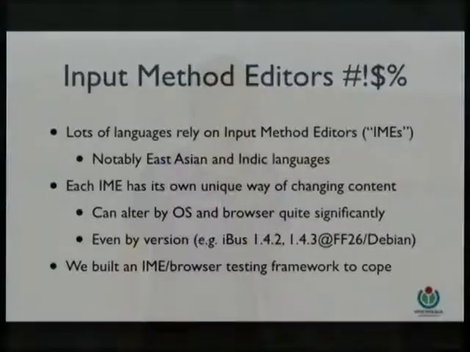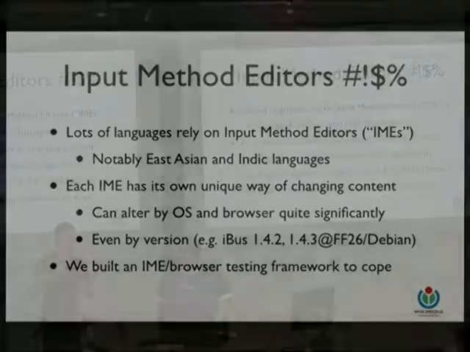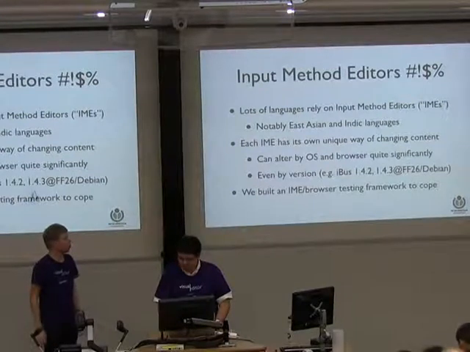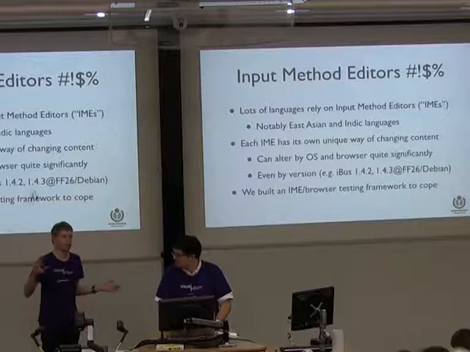So we built an event sniffing framework where we let people type their names in their language into IMEs and log all the event traces that happened, and then play those event traces back against our code in the test suite, to assert that our code actually does something reasonable and doesn't get horribly confused by the IME pretending that it opened and closed several times in the same millisecond.